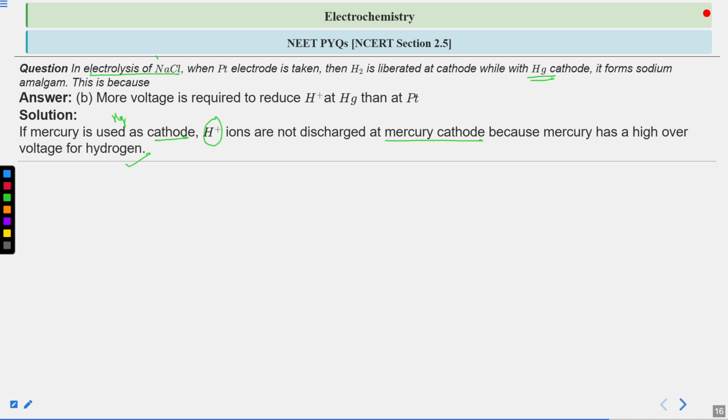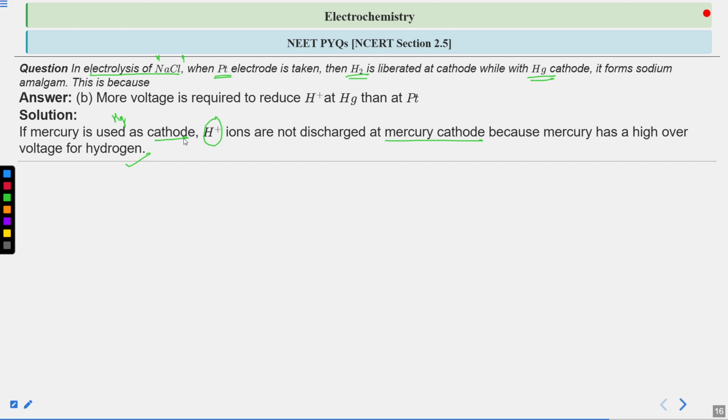So we are talking about the electrolysis of sodium chloride, right? In this process, with a platinum electrode, hydrogen is liberated at the cathode. And if you take mercury as the cathode, it forms sodium amalgam, that means HgNa something. So why is this happening?